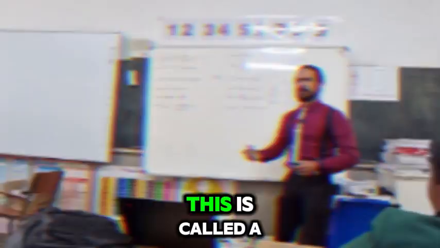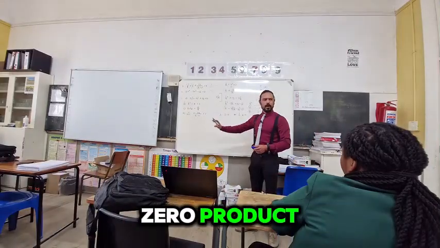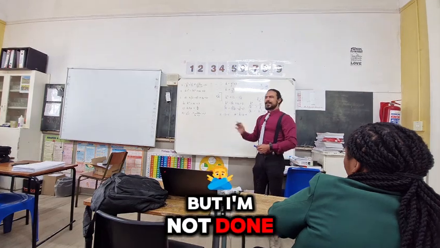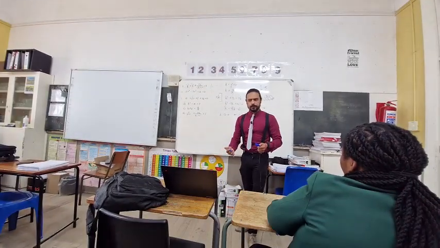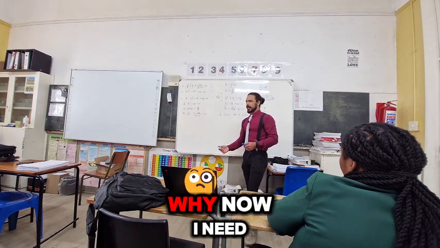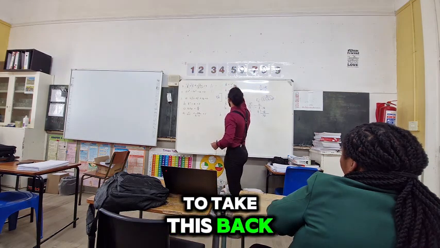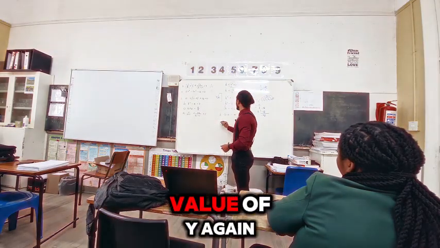What do I call this again? This is called a zero product, a null product. But I'm not done, because the question was never to solve for K. What was the question? Solve for Y. Now I need to take this back and substitute it here.